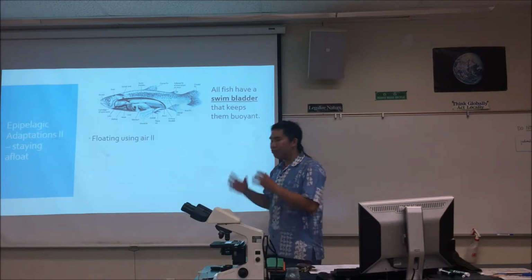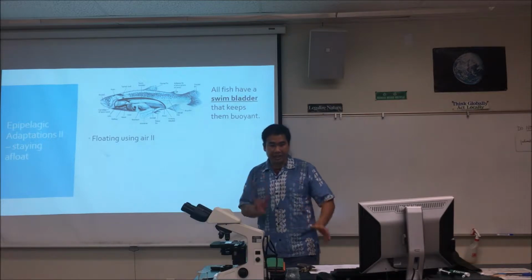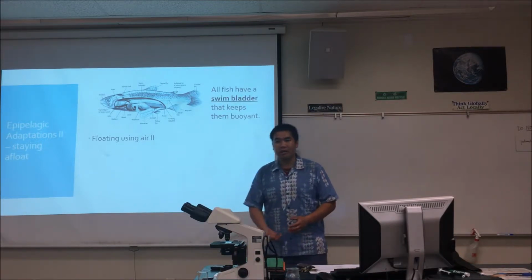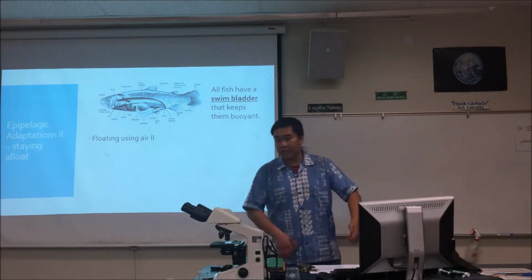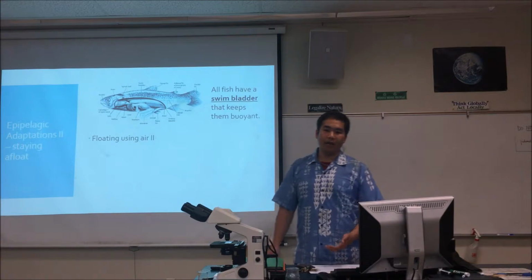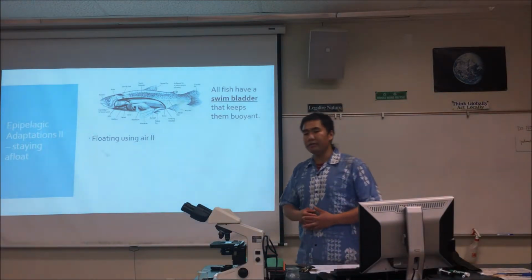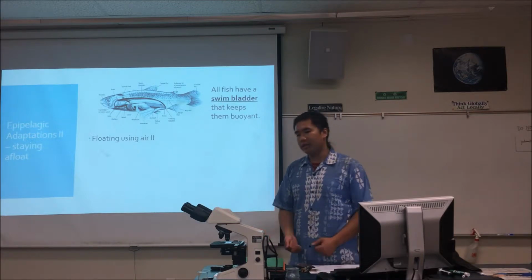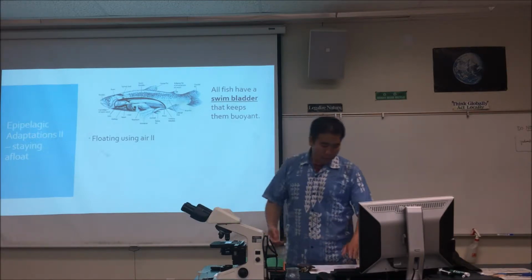Now remember, a swim bladder is a uniquely osteichthyan adaptation. Who does not have the swim bladder? Like chondrichthyes, right? Sharks and rays. They don't have a swim bladder. Instead, what primitive organ do they use to float? Their liver. Why is their liver buoyant? It's full of oil, exactly.